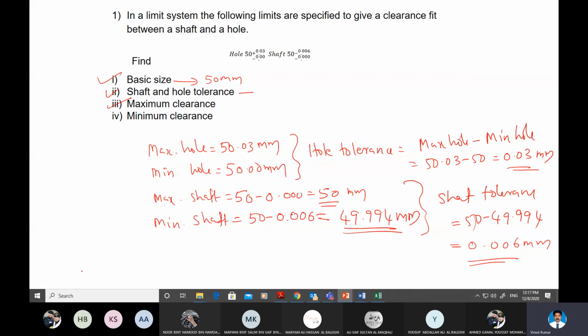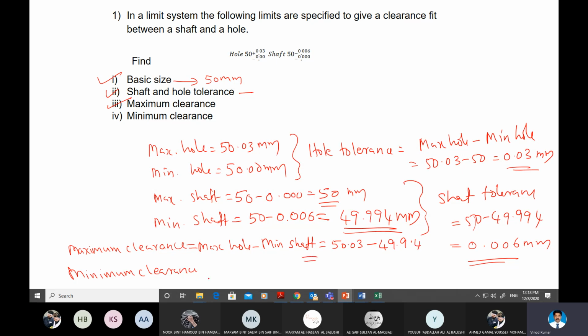What is 3? Maximum clearance. Let me write the equations for maximum clearance and minimum clearance. Maximum clearance means maximum hole minus minimum shaft. Maximum hole I calculated 50.03, minimum shaft is 49.994. I got the maximum clearance.